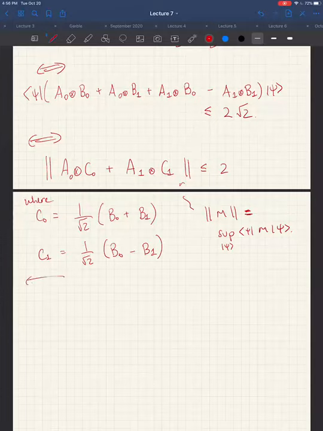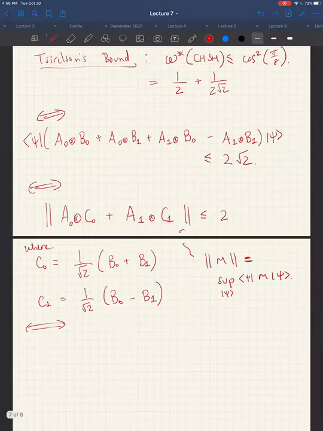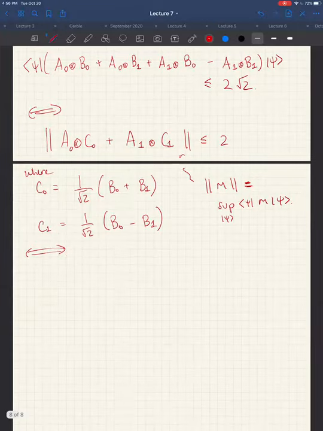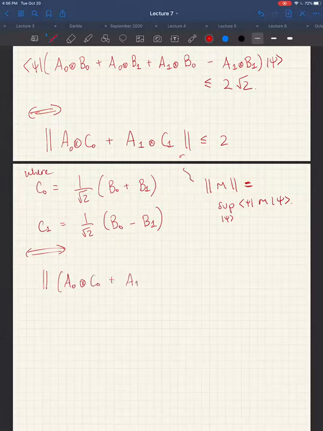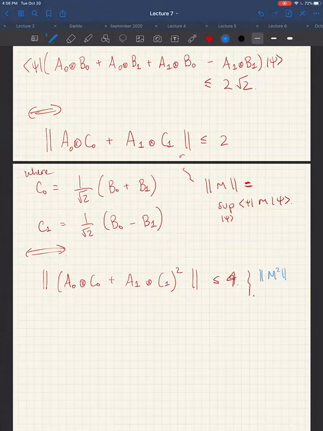And I'm going to take another step, right? Maybe this is coming out of nowhere, but this is really how he came up with it. How do you prove this? Well, I'm going to prove another statement, which is that if I square this quantity, the operator norm of the squared matrix is at most 4. Why is that? Because if you take the operator norm of a squared matrix, this is the same as the square of the operator norm. So if I prove that this is less than 4, then this must be less than 2, right?